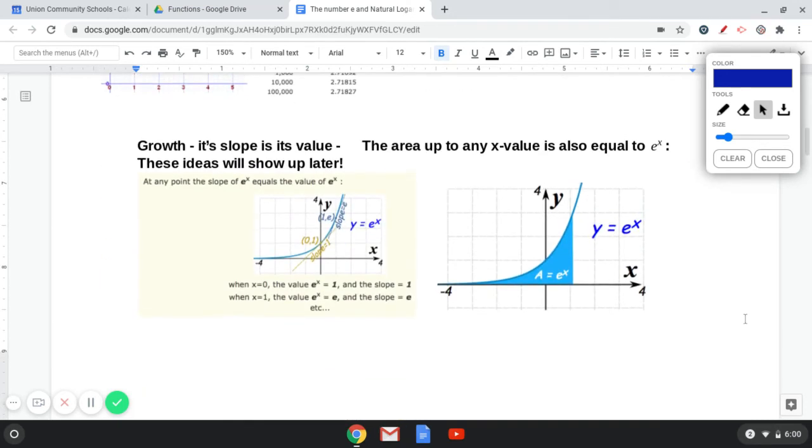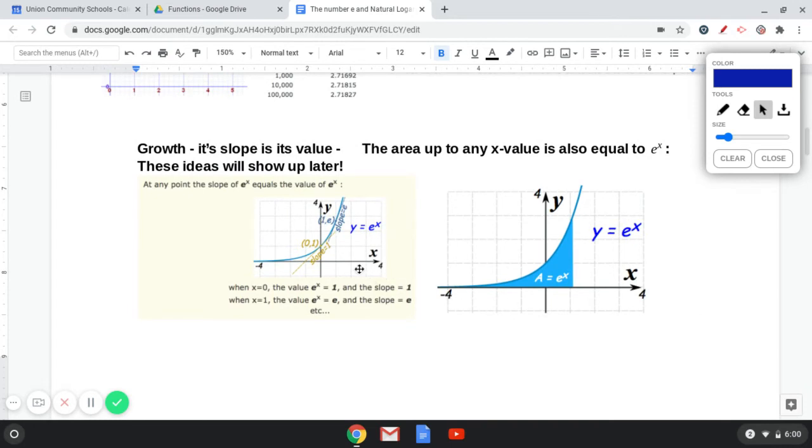And this is how we're going to apply it to calculus as we go forward. The slope of a line at a certain point is actually called a derivative. We will learn about those in a couple of months, if that, maybe sooner. The fun thing about the exponential function is that if you pick a point, at any point, the slope of y equals e to the x equals that value. So at 0, 1, the slope is 1. At 1, e, the slope is e.